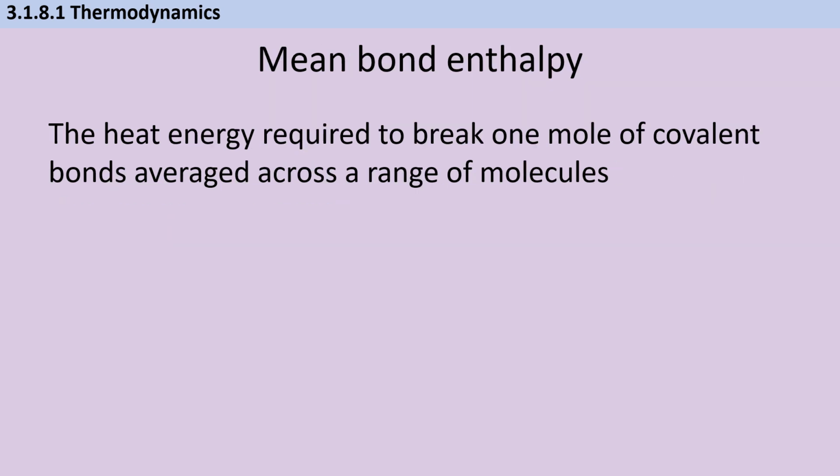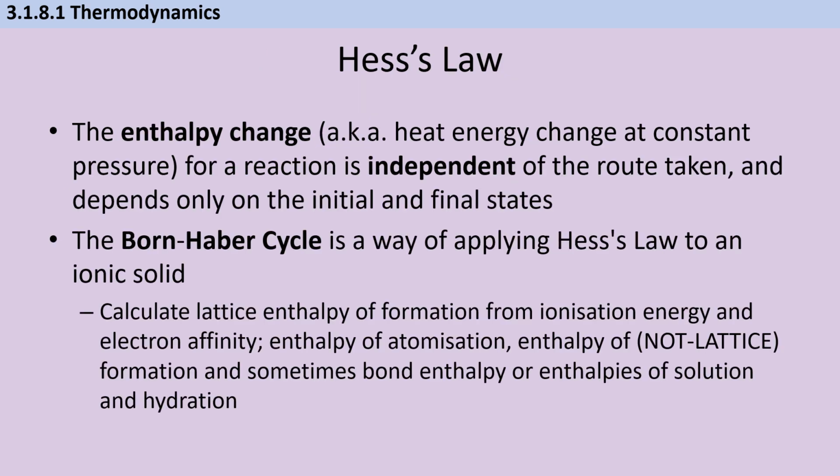Mean bond enthalpy is the heat energy required to break 1 mole of covalent bonds, and it's averaged across a range of molecules. Hess's law tells us that the enthalpy change or heat energy change at constant pressure for a reaction is independent of the route taken, and Hess's cycles allow us to make predictions about enthalpies that are difficult to measure directly. The Born-Haber cycle is a really specific version of a Hess cycle, and it's applied to an ionic solid. It allows us to calculate the lattice enthalpy of formation by using ionization energy, electron affinity, enthalpy of atomization, and enthalpy of formation.